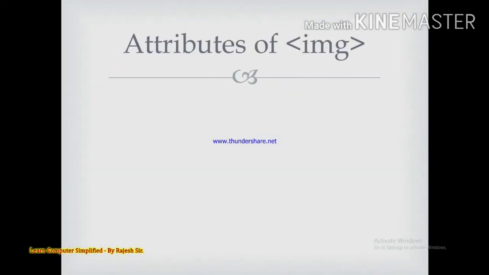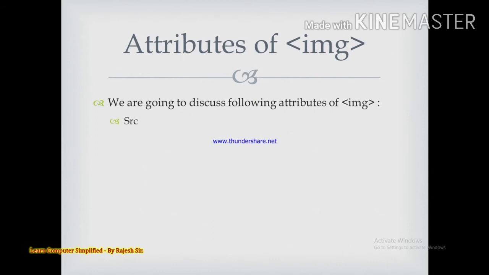Attributes of IMG. We are going to discuss following attributes of IMG. First, SRC, alt, height and width, align, border, ID, and HSpace and VSpace. Now, after learning the theory part about these attributes, we will see all these attributes in a practical. Okay, so let's move.